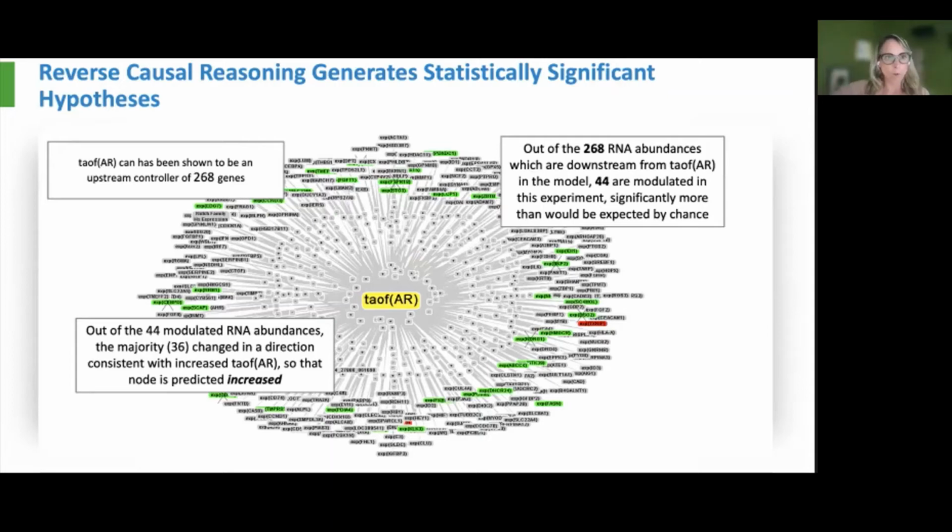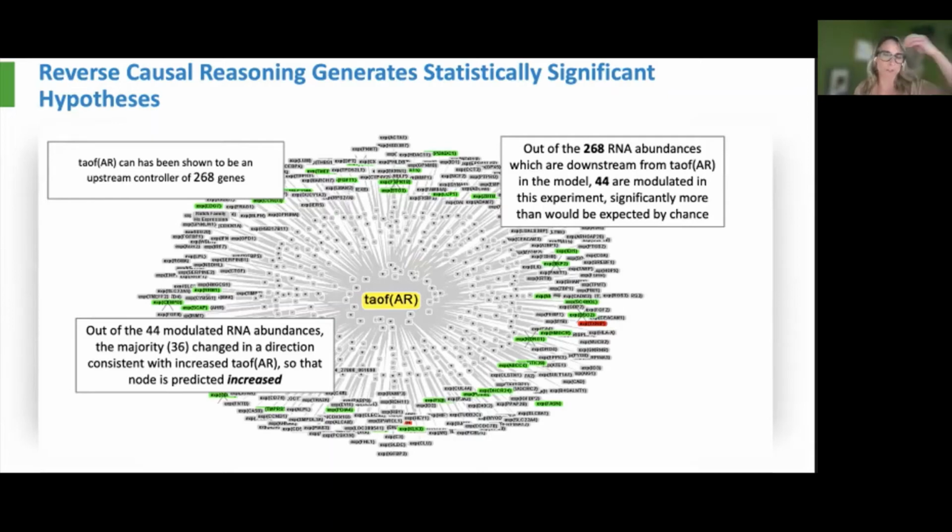44 of them were modulated in this experiment, and that is actually significantly more than would be expected by chance. So just like you would do in a GSEA type of analysis, there is an enrichment of state changes in this particular experiment with that androgen receptor drug, compared to what was possible. So imagine doing this at scale.